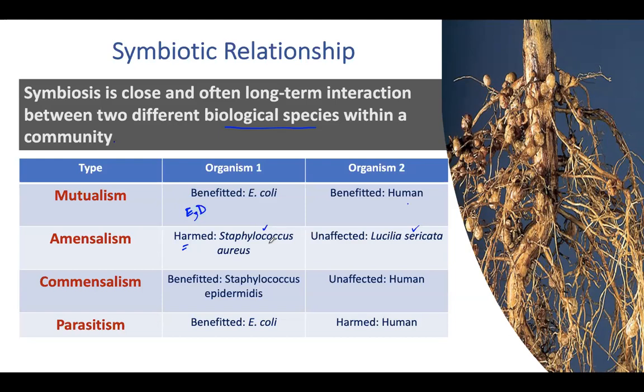So what that Lucilia does, they lay eggs on your skin. They are very microscopic organisms, and their eggs are microscopic, so that's the reason you cannot see them. The eggs develop into larvae, and that larvae is very poisonous to this Staphylococcus aureus. On your skin, Staphylococcus aureus is very pathogenic for us.